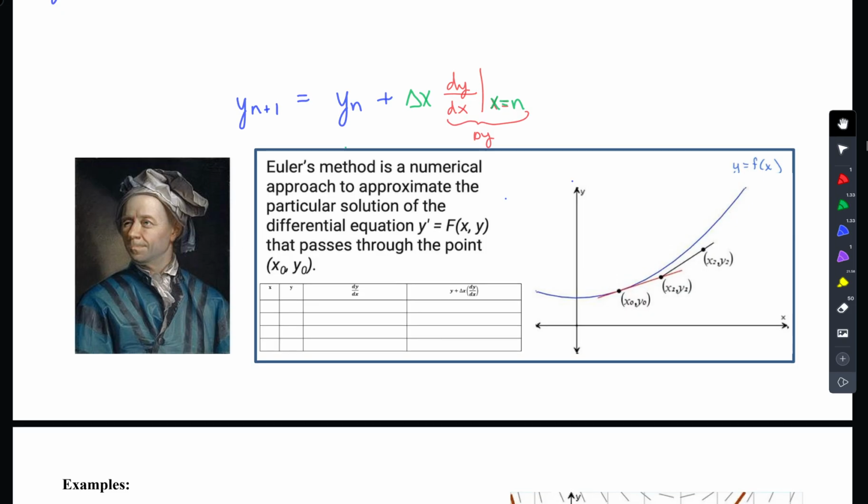That's him. Do you know he was blind at the end of his life and he was still coming up with stuff?